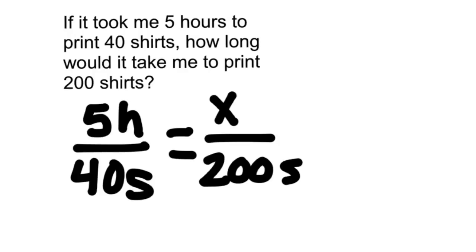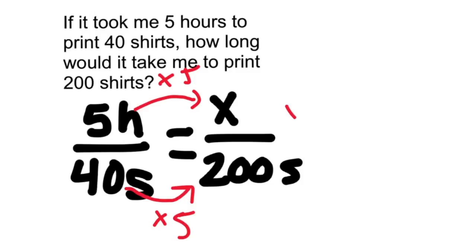There's more than one way to solve a proportion. This time I'm going to use the idea of equivalent fractions. And so to change 40 shirts into 200 shirts, I multiply that by 5. And I do the same thing to the numerator. So I would multiply 5 hours times 5 as well to find out that it would take 25 hours to print the 200 shirts. So X is equal to 25.